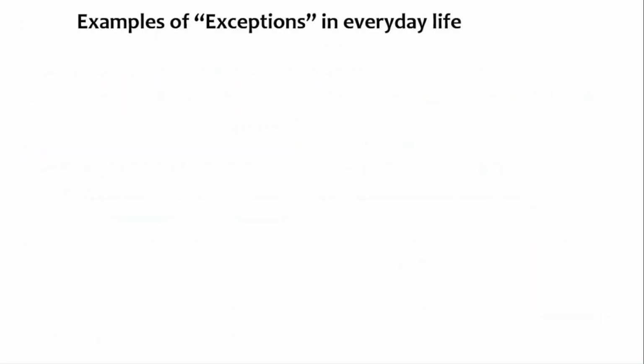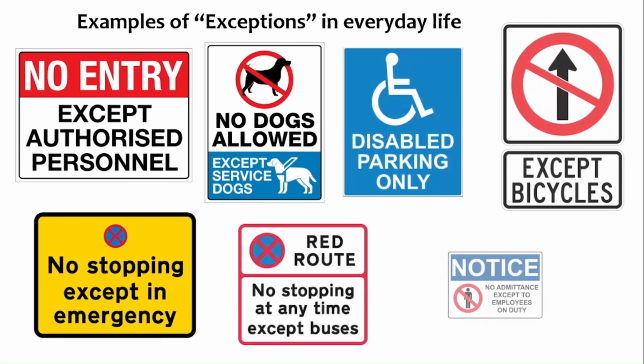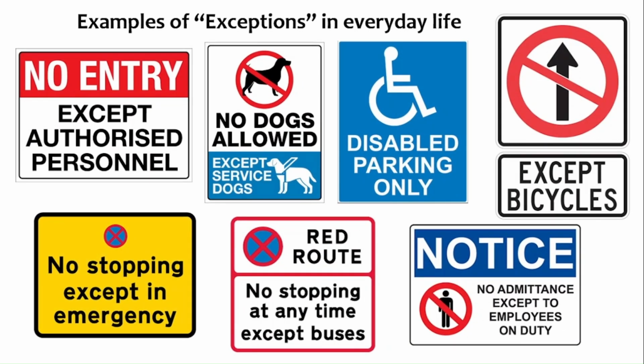So let's see some day-to-day examples of exceptions in our everyday life. We are surrounded by exceptions, by the way. These are just some of the examples I have taken up. Let's say no stopping except emergency, disabled parking only. So what are these? These are all exceptions in our real life. Again, no admission without permission. That's one of the exceptions in our day-to-day life.